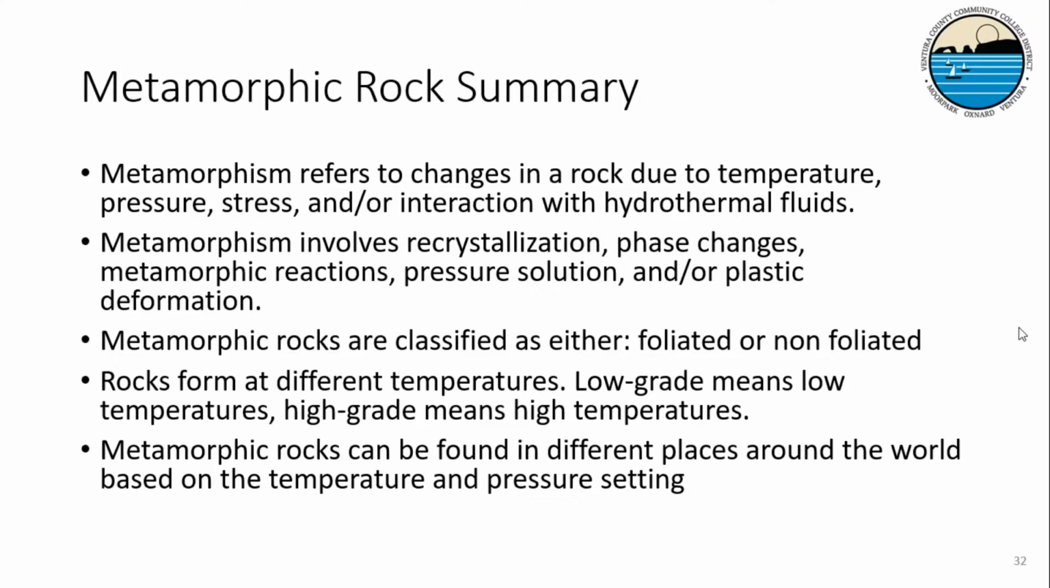Metamorphic rocks can be classified as either foliated or non-foliated. Rocks form at different temperatures, and low grades generally correspond to lower temperatures. High grades generally correspond to higher temperatures. And of course, metamorphic rocks can be found at different places around the world based on the different pressure and temperature settings. We see that there's a correlation between metamorphic rocks and plate tectonics. And of course, we need things like plate tectonics in order for those metamorphic rocks to come to the surface.